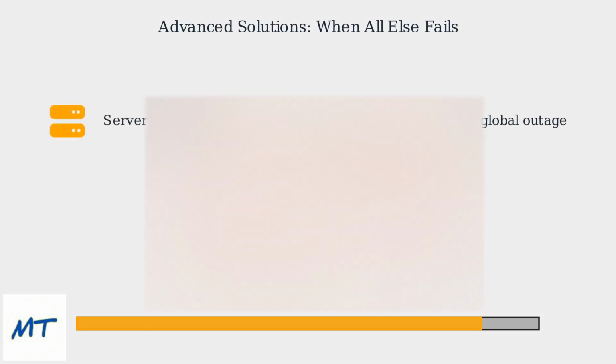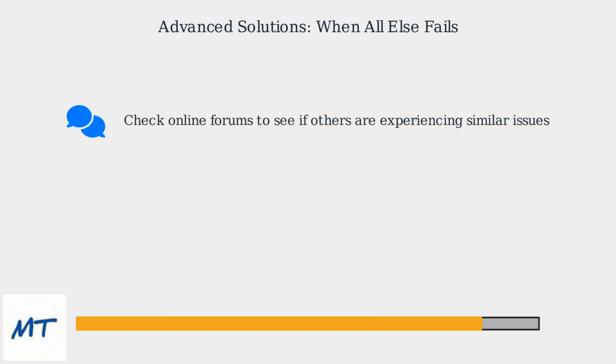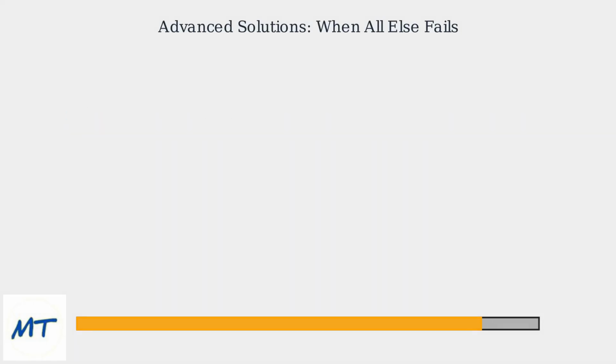Server outages are uncommon but can happen, such as the global cloud outage in 2025, affecting multiple services. Finally, check online forums and communities to determine if your issue is part of a broader problem affecting many users.